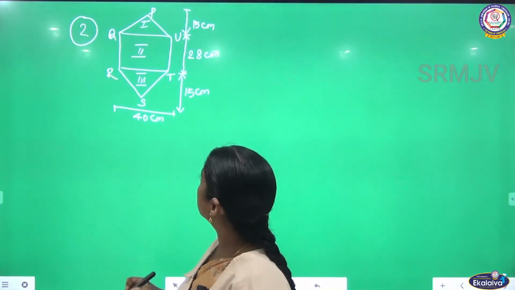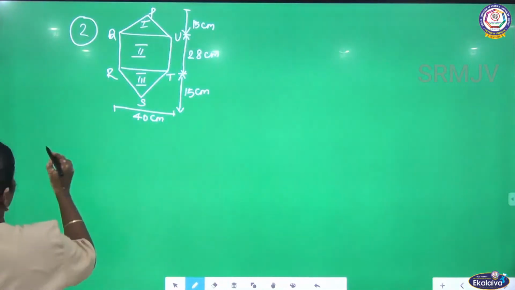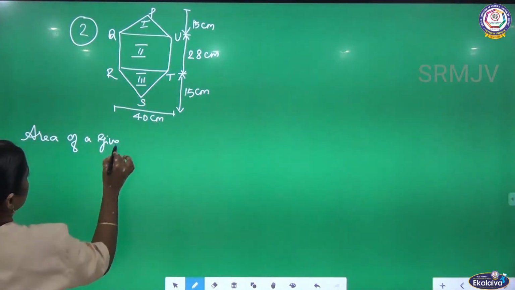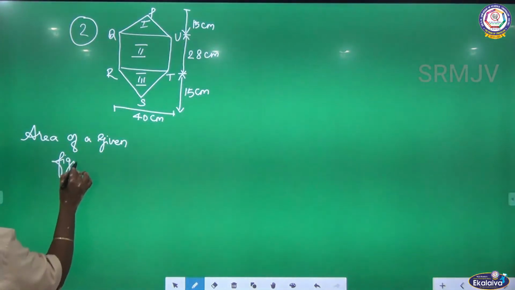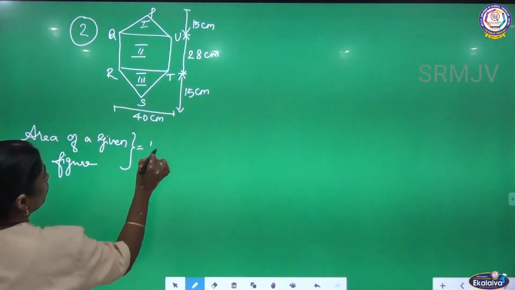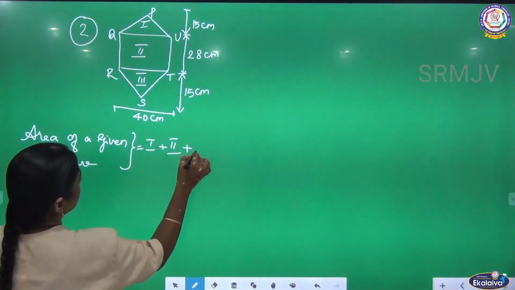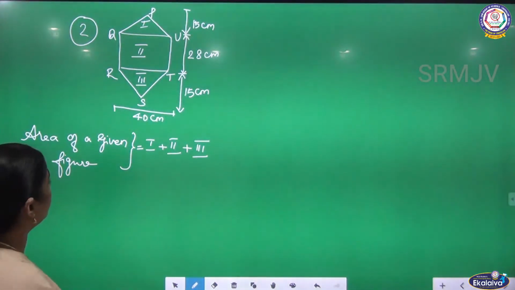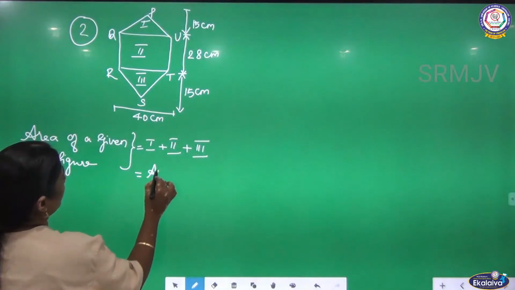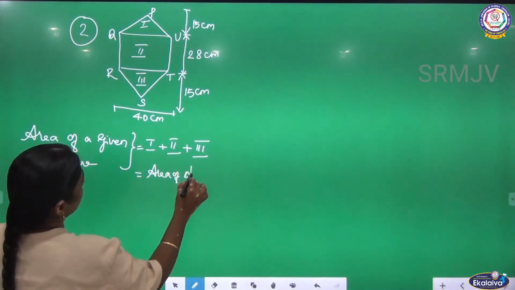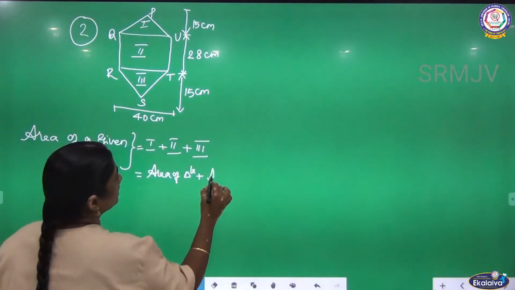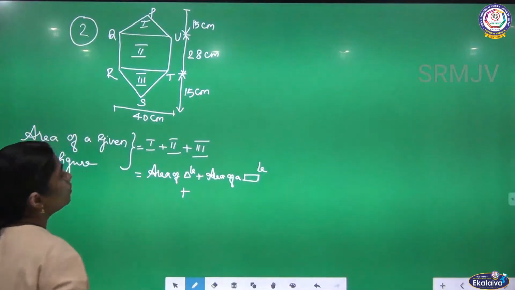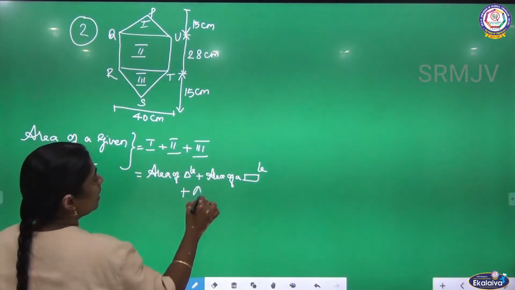Got it? Now listen. See this for the figure. Area of a given figure is equal to 1 plus 2 plus 3. Got it? 1 plus 2 plus 3. What is the 1 here? Area of a triangle. What is the second one? Rectangle. And what is the third one here? Again area of a triangle.